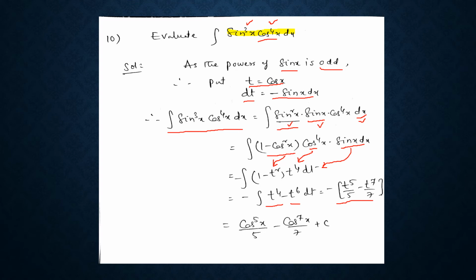Finally, write what t is in terms of x: t is equal to cos x here. So that is cos x whole to the power of 5 by 5 minus cos x whole to the power of 7 by 7, which can be written as cos to the power of 5 x by 5 minus cos to the power of 7 x by 7 plus c. So this is the answer.